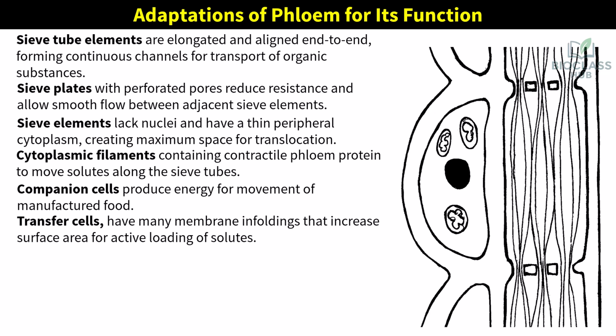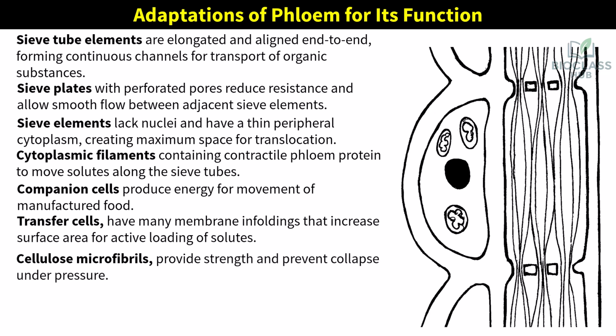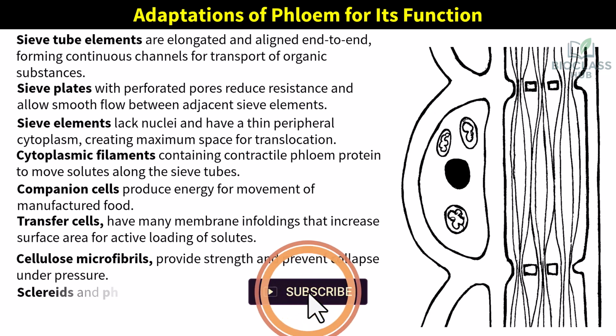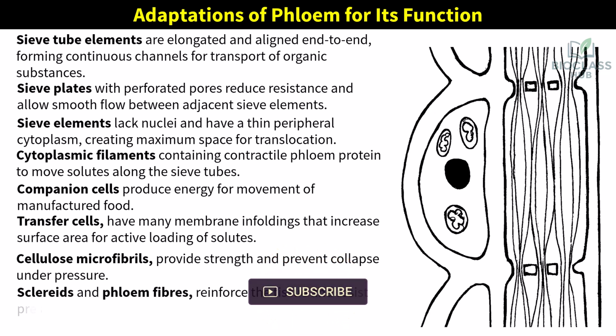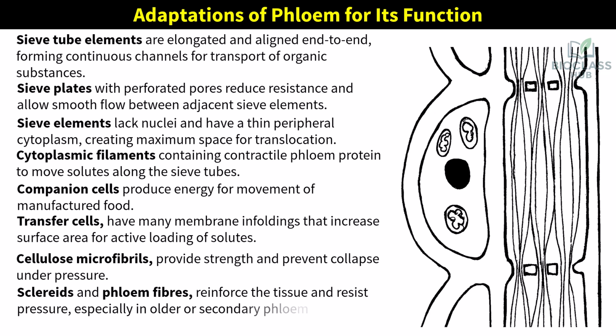Cellulose microfibrils in phloem walls provide strength and prevent collapse under pressure. Sclerides and phloem fibers reinforce the tissue and resist pressure, especially in older or secondary phloem. Phloem parenchyma, found in medullary rays and vertical strands, stores materials and participates in radial transport similar to xylem parenchyma.